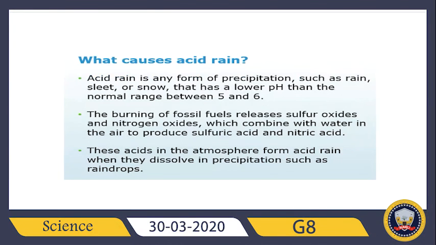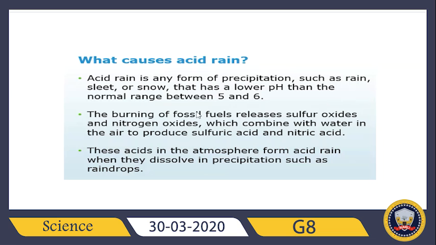Another important thing we need to discuss, guys, is acid rain. What causes acid rain? Acid rain is any form of precipitation, such as rain, sleet or snow, that has a lower pH than the normal range between 5 and 6. So now, what will cause the acid rain, guys?